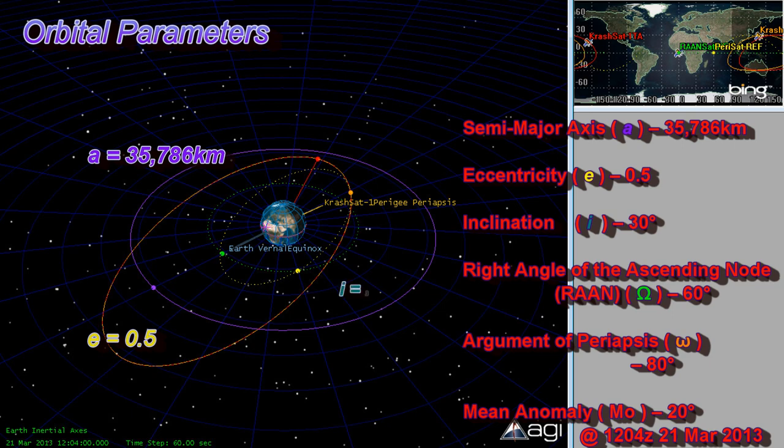Three, the tilt or inclination, I, which we set to 30 degrees. Four, the twist or right ascension of the ascending node, which we set to 60 degrees. Five, the rotation or argument of perigee, which we set to 80. And six, mean anomaly, which technically comes with an epoch time. So it's 20 degrees at 1204 Zulu on the 21st of March 2013.